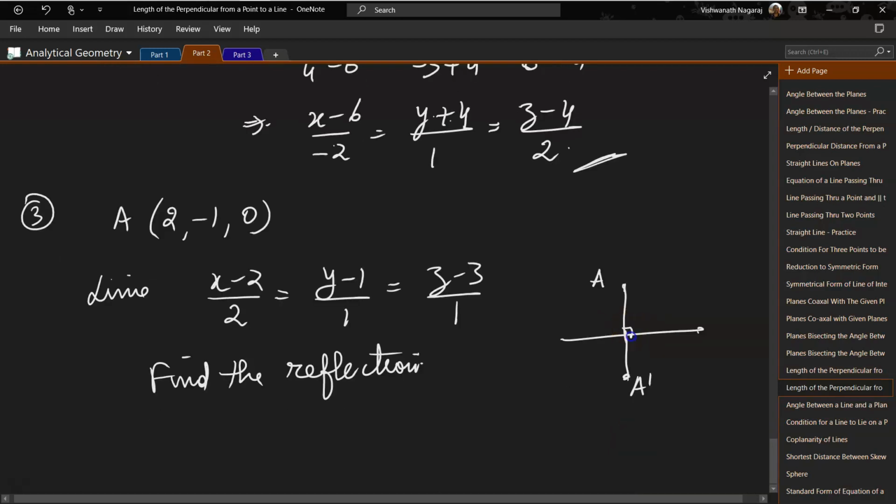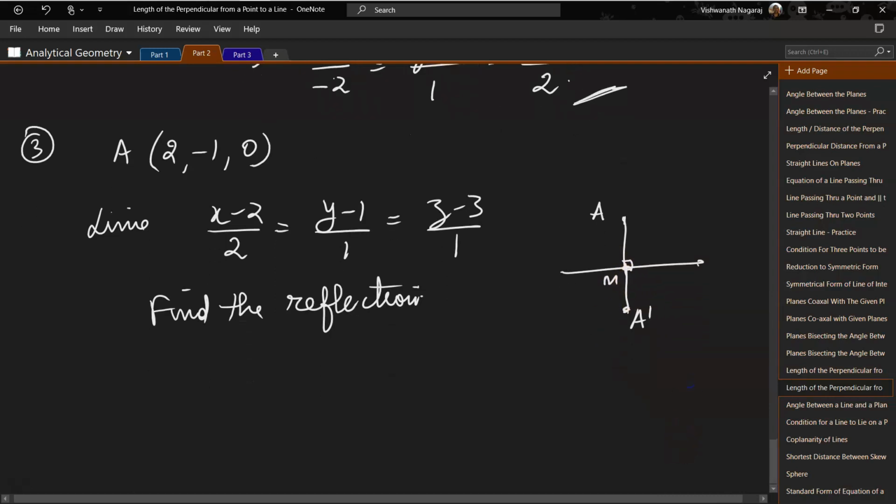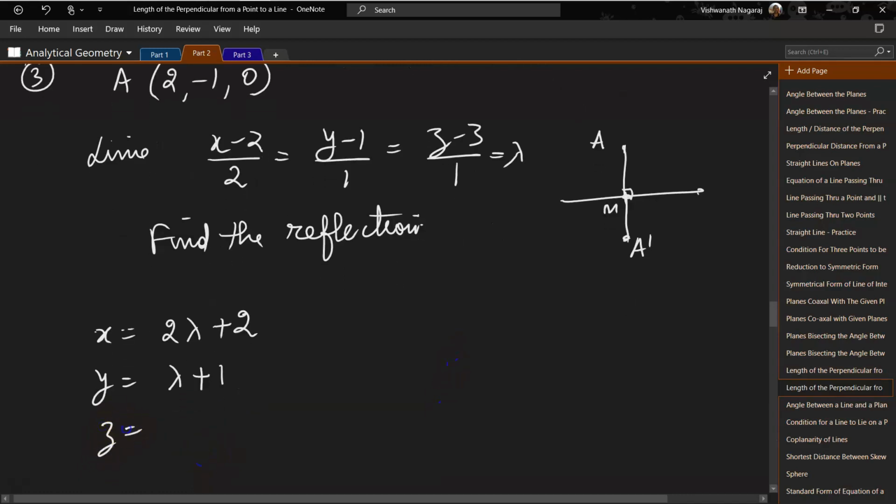We already know how to arrive at this point, M. We just have to go further on the other side of the line. Okay, so let's take it. Let's say this is equal to lambda. So what do we get? We get x is equal to 2 lambda plus 2, y is equal to lambda plus 1, and z is equal to lambda plus 3.